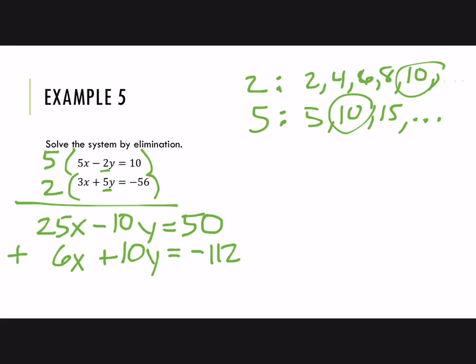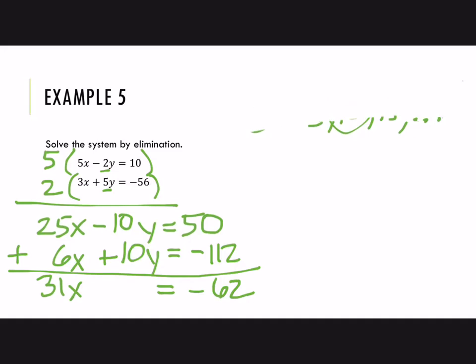Alright, so now watch what happens when we add these. 25x plus 6x is 31x. Negative 10y plus 10y is 0y. That's great, and I'm not even going to bother to write that. And then 50 plus negative 112 is negative 62. Okay, so again, I've used a different method, but I've still combined those two equations in such a way that I get a new equation that just has one variable, and now I can solve for that variable.